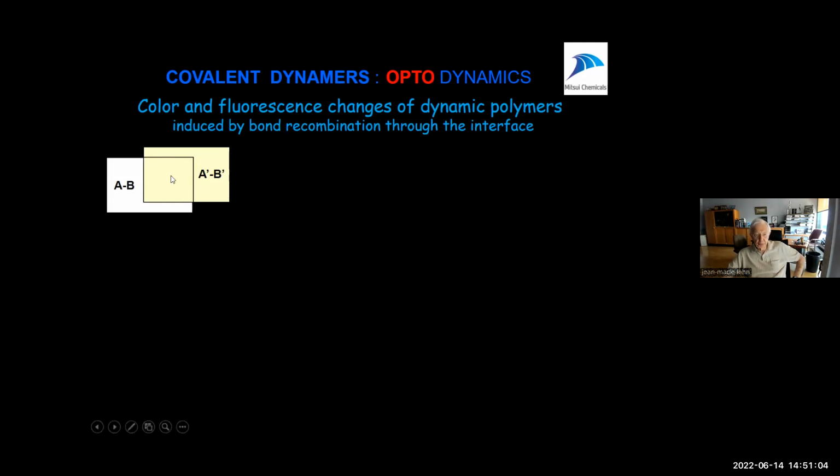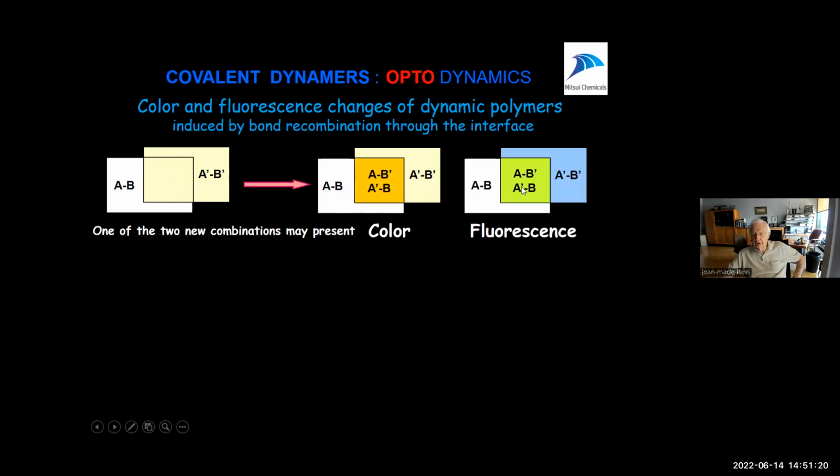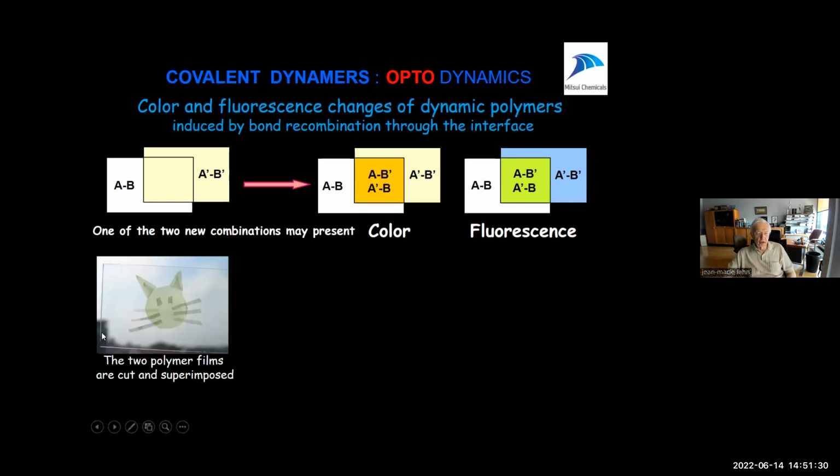So at the place where it is superimposed, but only there, the new combinations can be formed. A can combine with B prime, and A prime can combine with B. If one of these two new combinations has a color or a fluorescence, then at that place where it is superimposed, you will see a color and a fluorescence. So my Japanese co-workers made this little picture, the head of a cat, where the head is polymer AB and the ears also polymer AB. The inside of the ears, the eyes and the mustache is polymer A prime B prime. They are superimposed here in this little picture.